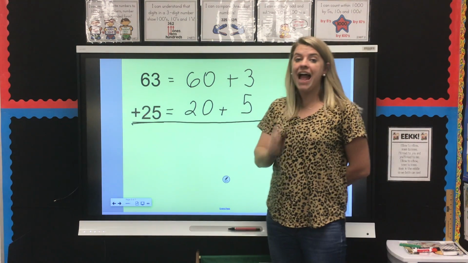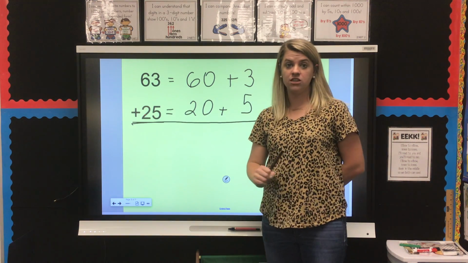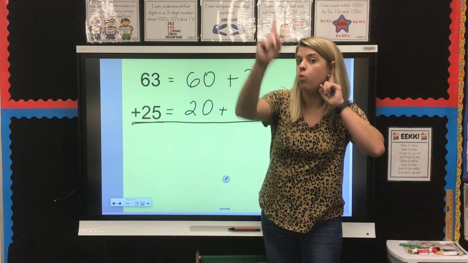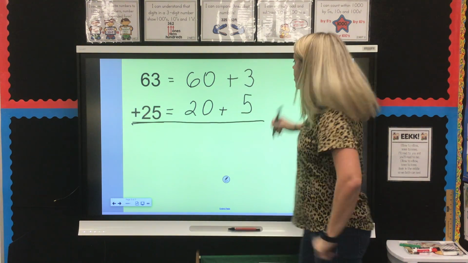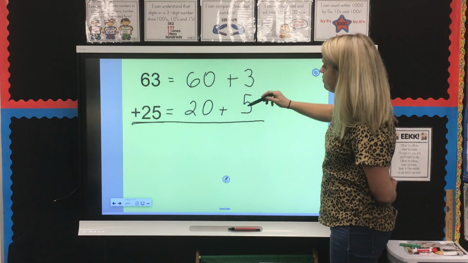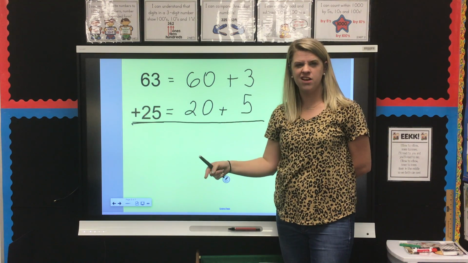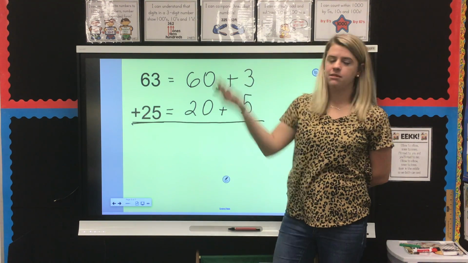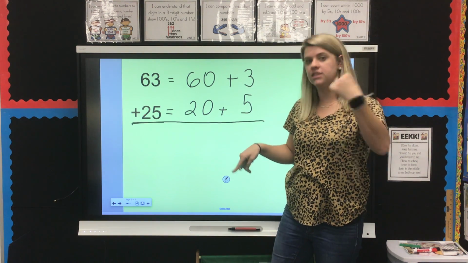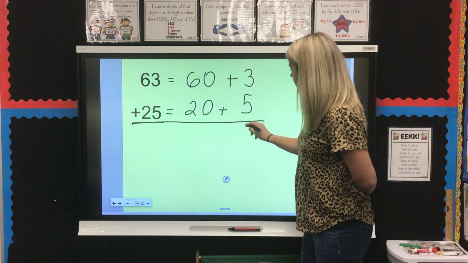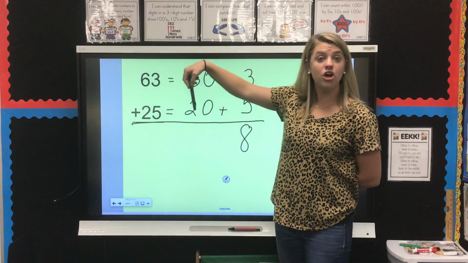So when we are adding numbers, we always start with the ones. Where do we start? The ones. Very good. So I have 3 ones plus 5 ones. 3 plus 5. There's a couple ways we could do that. We could just know it. Some of us just know it. We could put the big number in our head. 5, 6, 7, 8. Okay? So we know that 3 plus 5 equals 8. Okay? Then we move on to our tens.